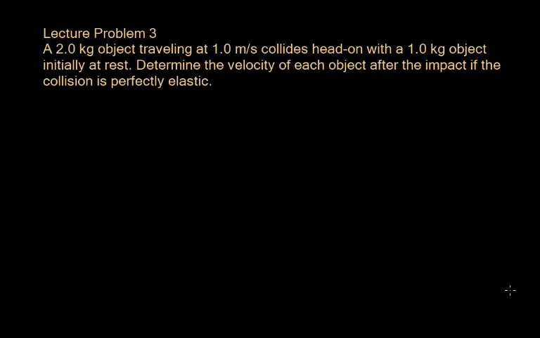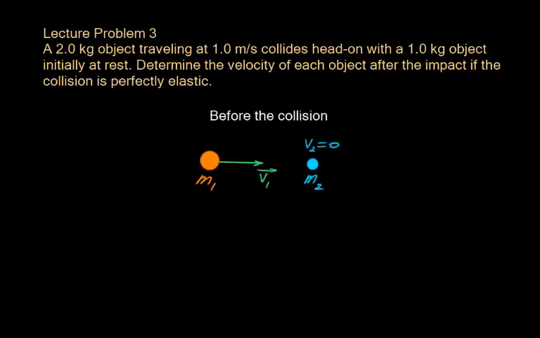Lecture problem 3. A 2.0 kilogram object traveling at 1.0 meters per second collides head-on with a 1.0 kilogram object initially at rest. Determine the velocity of each object after the impact if the collision is perfectly elastic. A simple diagram can be used to simplify this question.